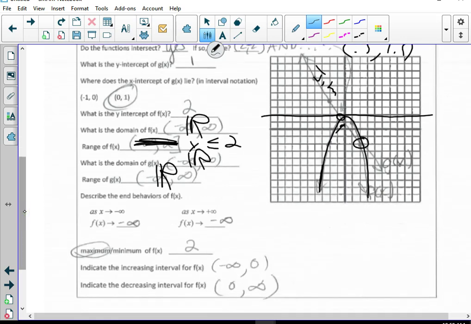Describe the end behaviors of f of x. F of x is the parabola. Well, both of them are going, the parabola is going down. So they're both down. It has a maximum at 2. And you can also write 0, 2, that's fine. And I said don't worry about that part.